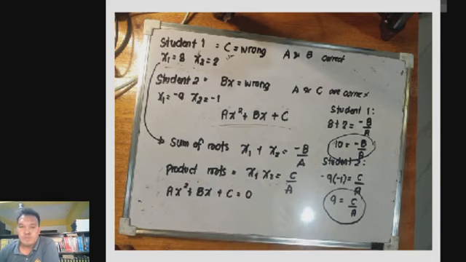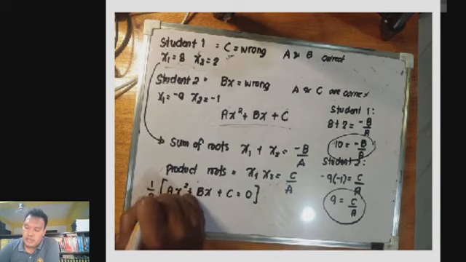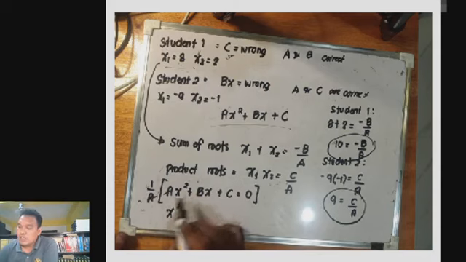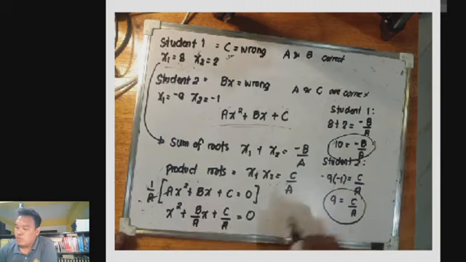Okay, so pwede ba nating tanggalin yung a dito? So, pwede kong sabihin to ay multiplied by 1 over a. Lalabas, ito ay cancel, x squared plus, ito ay magiging b over a x plus c over a is equal to 0. Then the value of b over a is ito. So, lalabas yan ay negative 10.